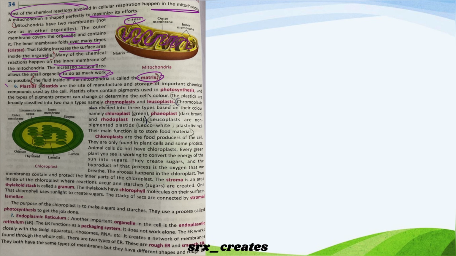Plastids are the site of manufacture and storage of important chemical compounds used by the cells. Means it is the manufacturer. Plastids often contain pigments. Pigment means colored substances which help in photosynthesis. Pigments can determine the cell's color. Now they are broadly classified. The pigmented plastids are classified into chromoplast and leucoplast. And chromoplast is divided into chloroplast, rhodoplast, and pheoplast. Pheoplast is for dark brown color, chloroplast we all know is green, and rhodo means red.